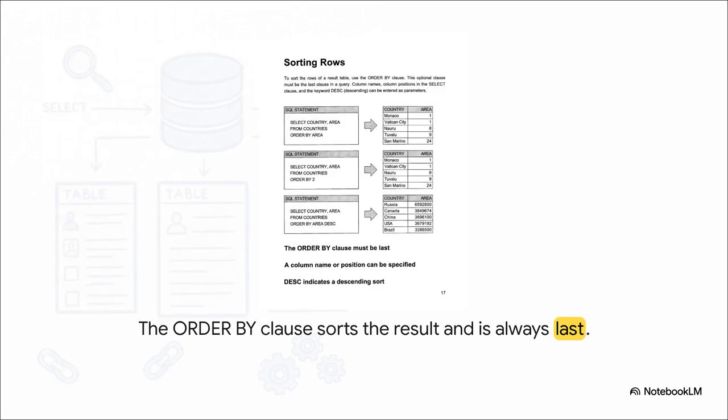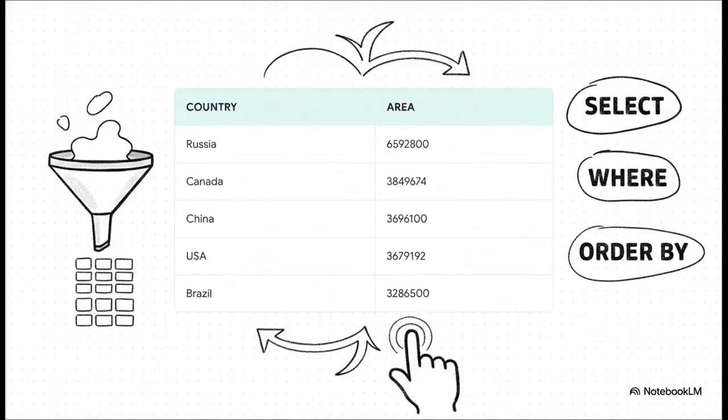And finally, we need to sort our data so it makes logical sense to whoever's reading it. We do this with the order by clause, which, pro tip here, must always be the very last clause in your query. If you add the keyword DESC, which stands for descending, SQL takes your results and sorts them from biggest to smallest, putting the absolute largest values right at the top. And just look at the result. A beautifully structured table of countries sorted perfectly by their landmass.